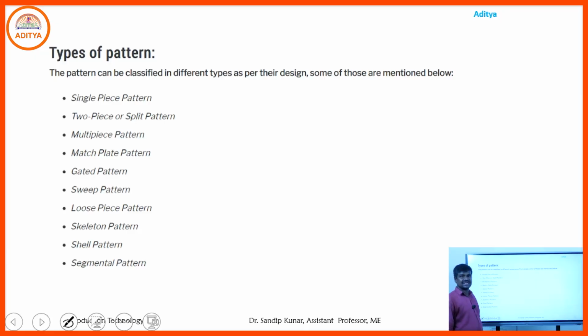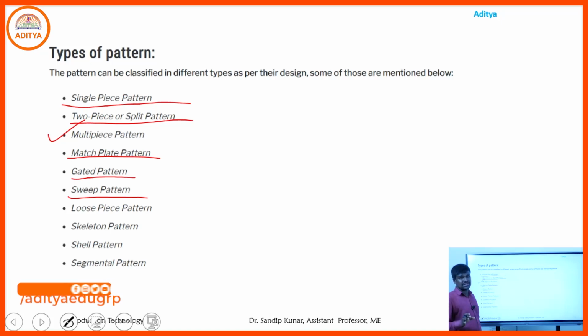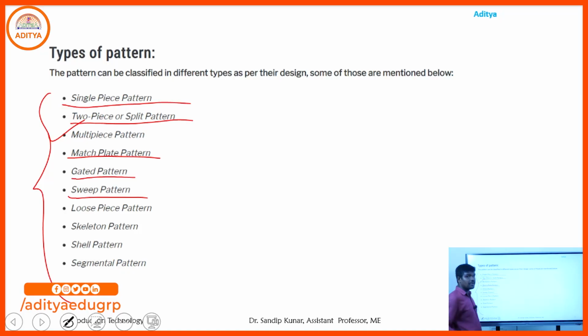What are the patterns? There are different types of patterns. First is the single piece pattern. Second, the two piece pattern, or split pattern. Then the multi-piece pattern, meaning more than two pieces are used. Others are match plate pattern, gated pattern, sweep pattern, loose piece pattern, skeleton pattern, shell pattern, and last, segmental pattern. These are the different types of patterns we use for preparing any type of product using the casting process.